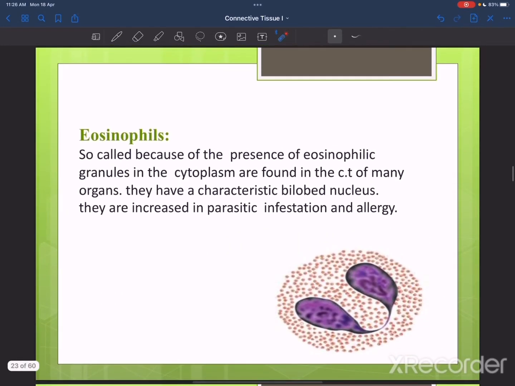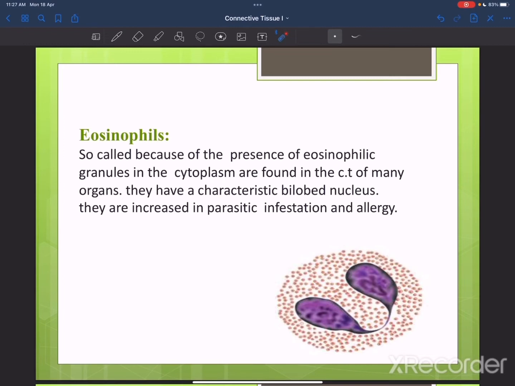They are especially numerous when the tissues undergo any state of inflammation or infection. Regarding the eosinophils, they are called so because of the presence of a large number of eosinophilic granules, which stain eosinophilic, a characteristic feature of this cell under the microscope.